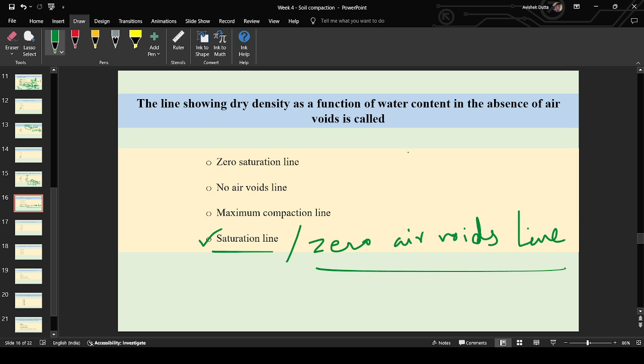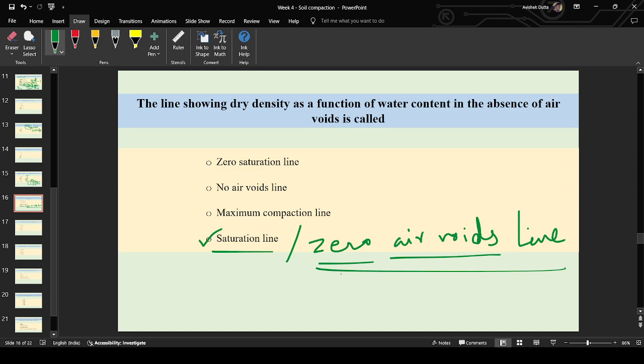Sir, you have written in option D zero air voids line. Zero air voids line is the terminology for that particular line. At zero air voids, there are no more air voids, the air void content is equal to 0, and all the voids have been filled with water. So zero air voids means saturated. Simple thing.